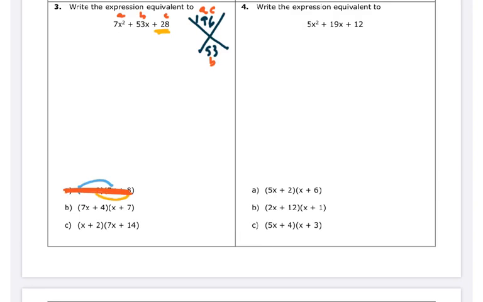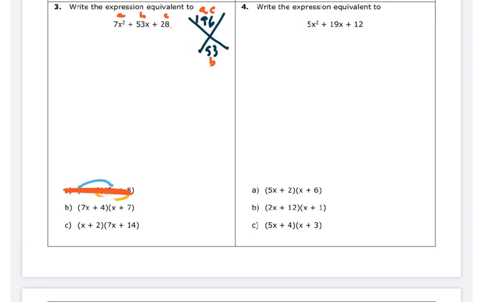I'm going to try B. I'm going to check the fronts. 7 times 1 is 7. The fronts work. The back. 4 times 7 is 28. Yep, the back works. So it might be B. So let's check C. 1 times 7. Yep, that makes 7. 2 times 14. Yep, that makes 28. So the answer is either B or it's C.